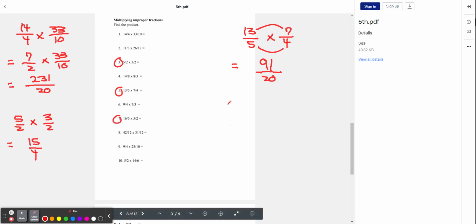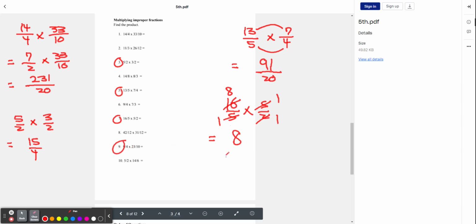Let's try 7. 16 over 5 times 5 over 2. Before we multiply, we can simplify to make multiplication easier. We're going to cancel both of these by dividing them by 5. We get 1 and 1. And we can simplify both of these by dividing by 2. 16 divided by 2 is 8, and 2 divided by 2 is 1. 8 times 1 is 8, and 1 times 1 is 1. So their answer is just 8.